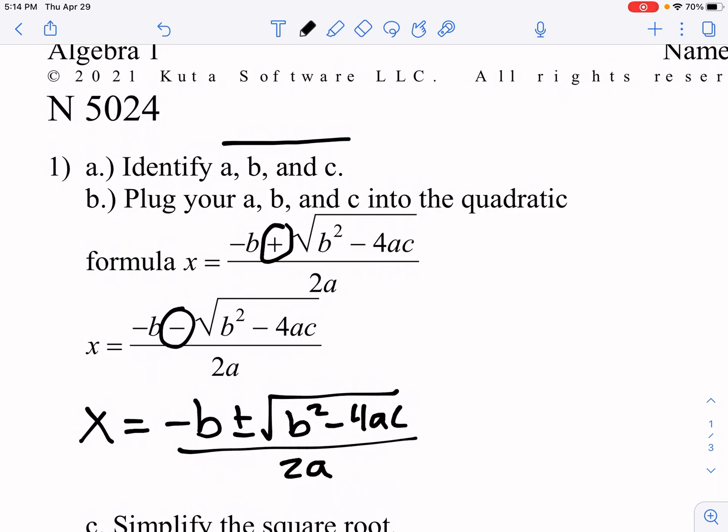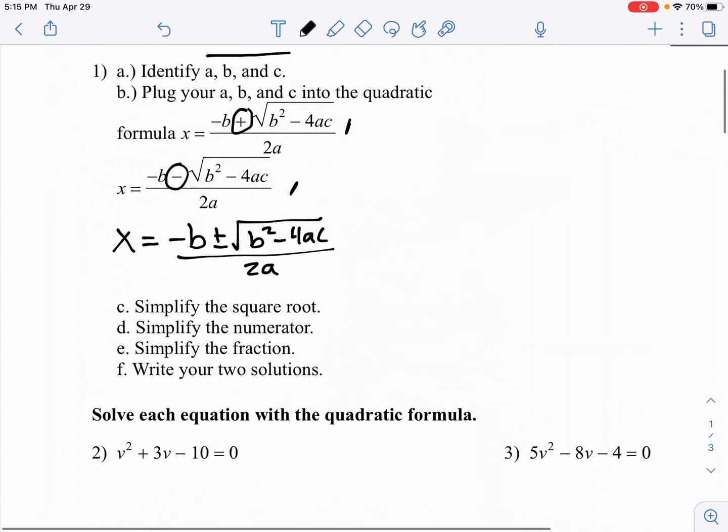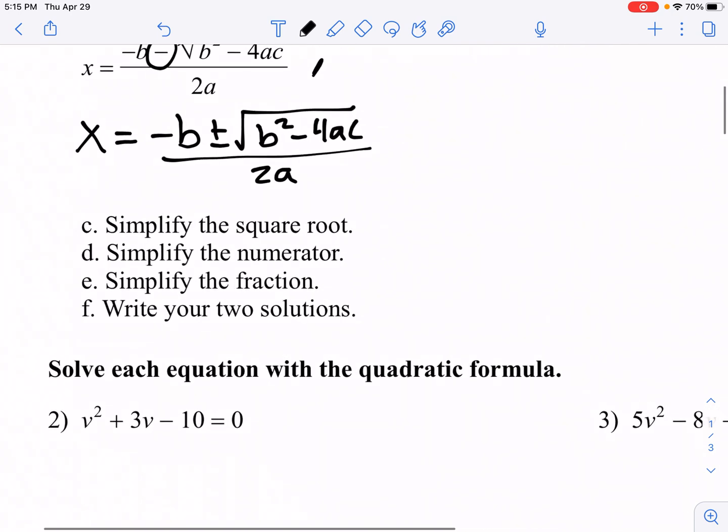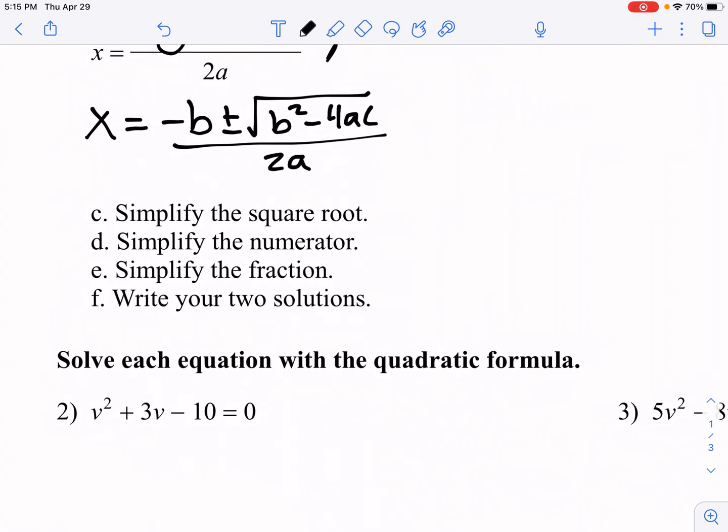But the thing is, because we have a plus or a minus, we're usually going to get two answers here. Once in a while, maybe you'll get a single answer because maybe it's a double root, or something along those lines. But in general, we're going to have two answers. We're going to take negative b plus the square root divided by 2a, and negative b minus the square root over 2a, okay? So after we plug it in, we're going to simplify the numerator, simplify the fraction, and then write our two solutions.